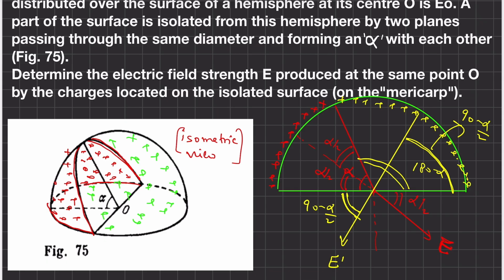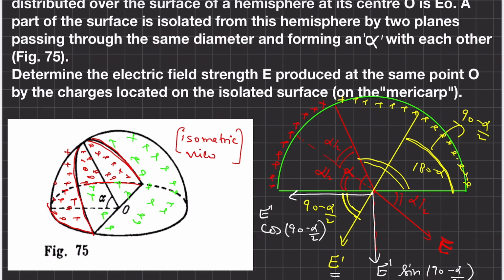Now if I take the components of these two electric fields, E and E dash, the E dash component will be E dash sine of (90 minus alpha by 2), and this will be E dash cos of (90 minus alpha by 2).